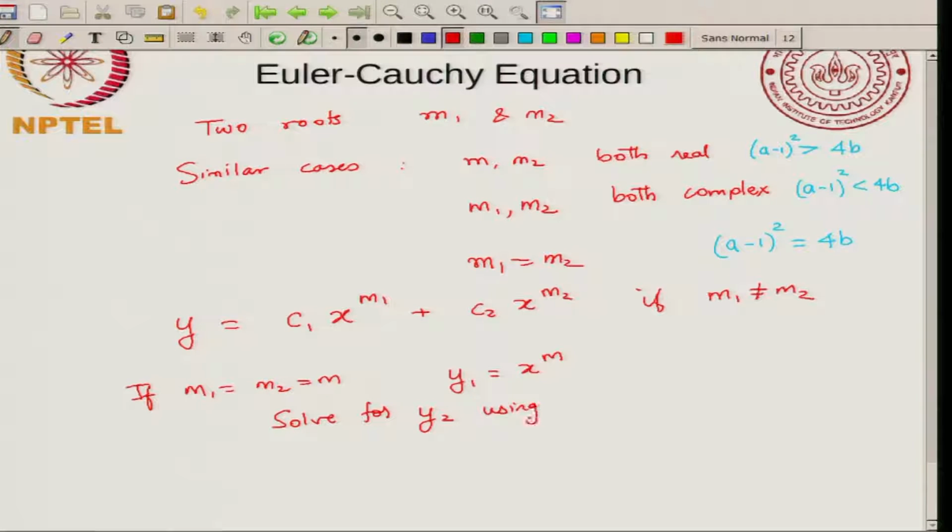When you solve for y2, you write y2 equal to u times y1, or u times x raised to m. You can make this substitution, put it in the differential equation and solve for y2. I won't do this, but I'll leave it as an exercise for you to try, to solve for y2 using the same variation of parameters that we had done in the last class.